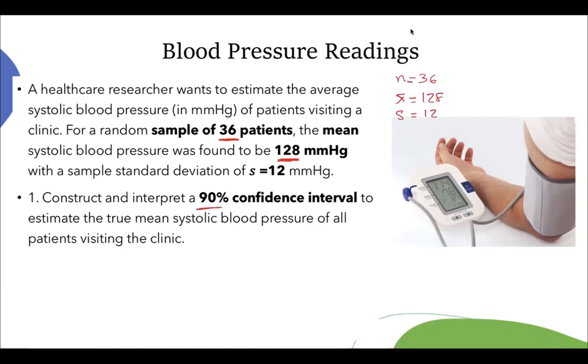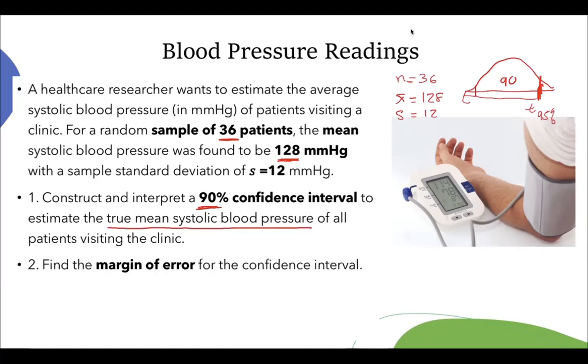A 90% confidence interval is going to block off the middle 90%, but the t-score over here has 95% of area to its left. Okay, and because of that, we're going to be putting into the calculator for inverse t, we're going to be using 0.95. Construct and interpret a 90% confidence interval to estimate the true mean systolic blood pressure of all patients visiting the clinic. Find the margin of error for the confidence interval.